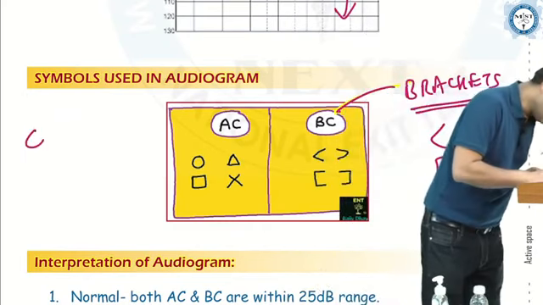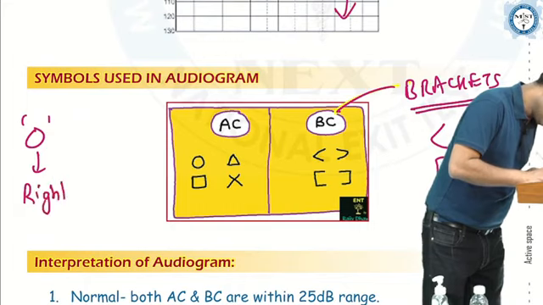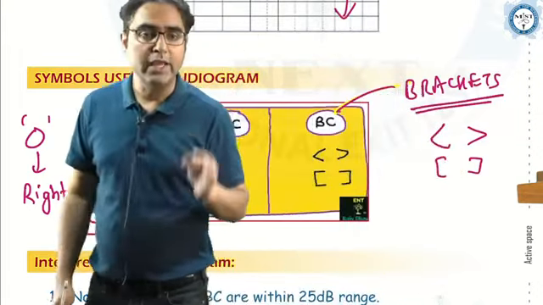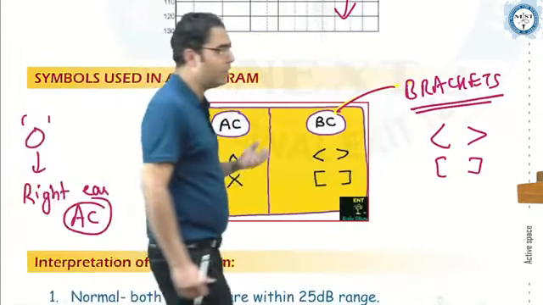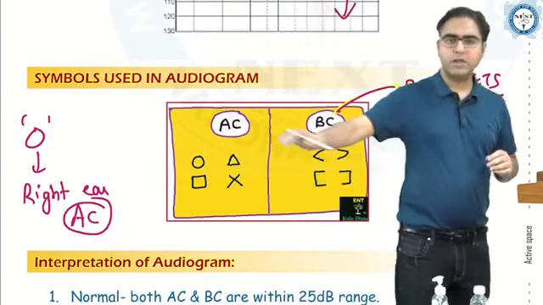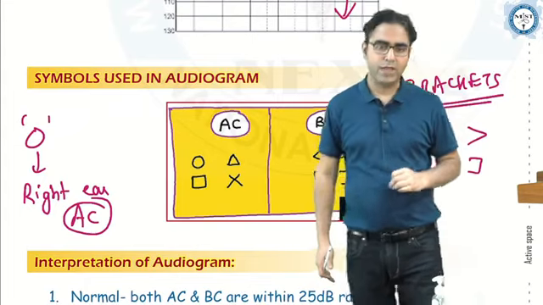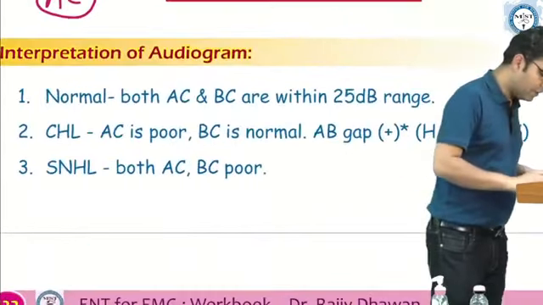Now, on the right side, circle is right ear air conduction, beta. Circle is right ear air conduction. One question, beta. They can ask you, circle. Oh, circle is air conduction. But which ear? Right ear, beta. Okay, fine. Now, interpretation of audiogram, beta.